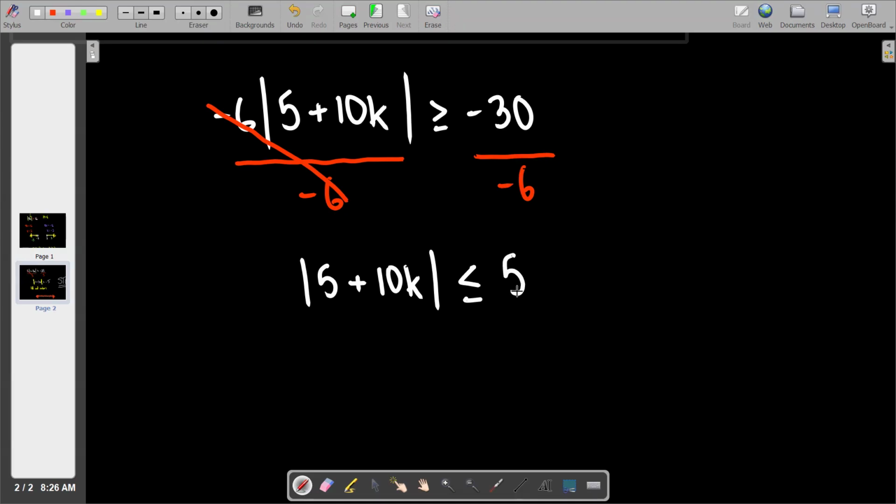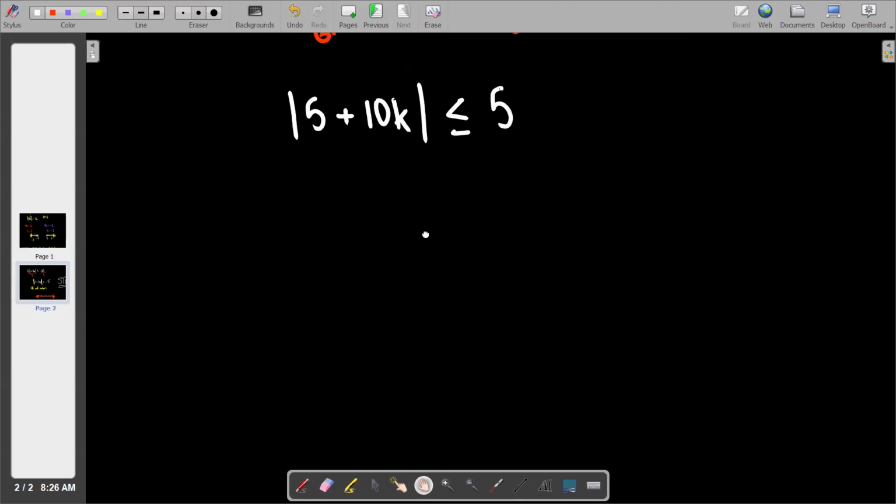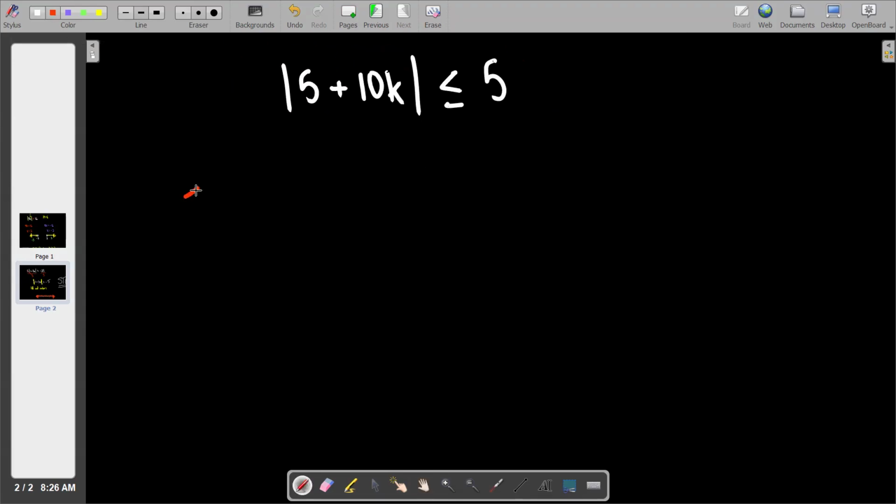So I pump the brakes a little bit. I stop. I look at the number 5 and I get the green light because 5's not negative. I'm heading in. So I'm going to now construct two equations. One of them is going to say 5 plus 10k equals exactly what I see. The other one is going to say 5 plus 10k equals the opposite of what I see. And I'm going to solve.